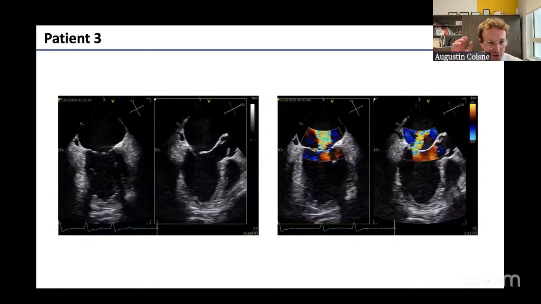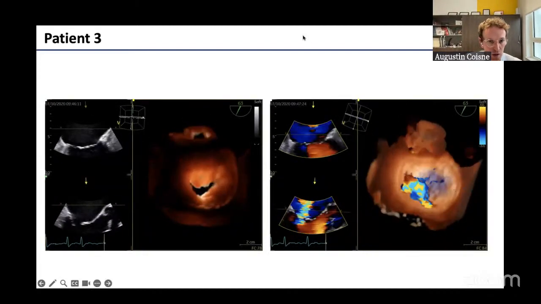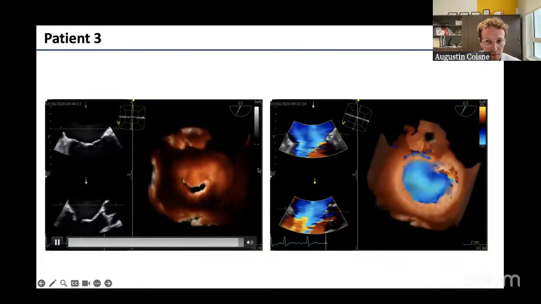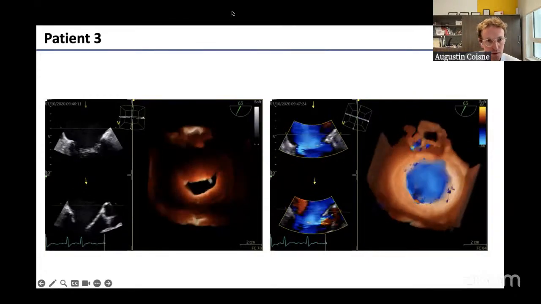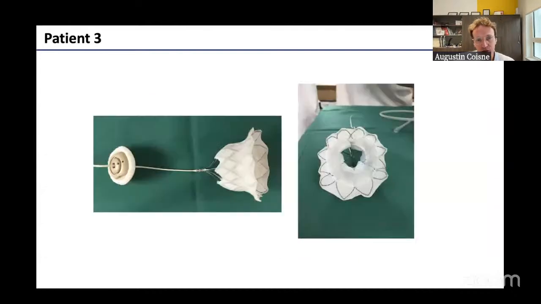Unfortunately, the posterior leaflet was really, really short, and as you can see here, there is a hole between P1 and P2. It was the cause of the regurgitation. And for this patient, we were not able to propose a repair, but we tried to replace the valve using the only device with a CE mark in Europe. It's a Tendyne device developed by Abbott.